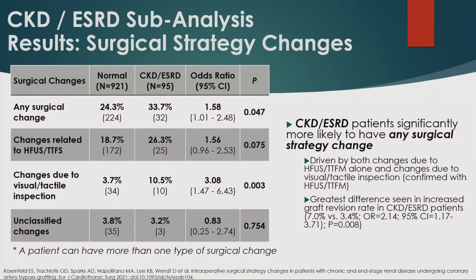Although this was not part of the initial intent of this study, we all know that renal insufficiency, failure, or end-stage renal disease pose a very complex group of patients. So our group looked at this particular subgroup. It was approximately 10%, or 95 patients, of the total group, so it was not highly powered, but there were some significant changes. We did find, not necessarily surprising, that those patients with chronic kidney disease or end-stage renal disease did have a more likely surgical strategy change, and this was driven by both HFUS and TTFM, with the greatest difference seen in the graft revision rate of 7% to 3.4%.